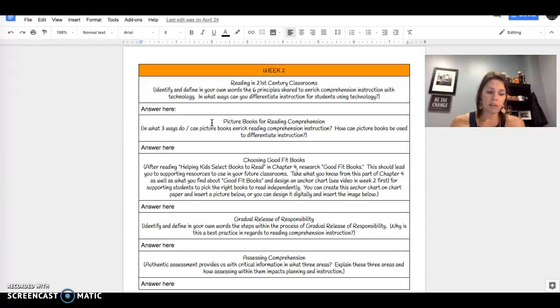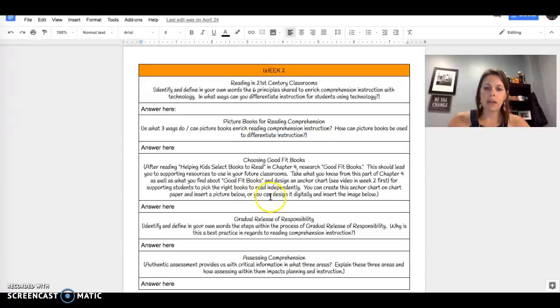And therefore we can also differentiate instruction through using picture books. Picture books with young children, older children, struggling readers, whatever it may be, we're really able to meet the needs of any student using a picture book. It's just a matter of being intentional about picking the right book for the right skill, for the right level of instruction.